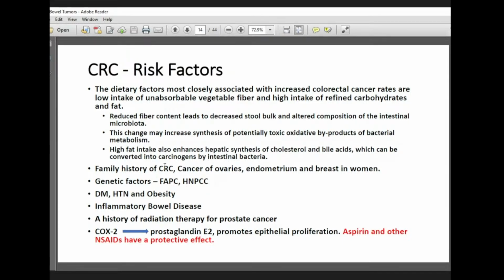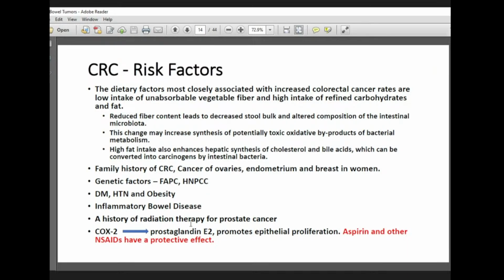Another risk factor, family history of CRC. If someone has colorectal carcinoma, or cancer of the ovaries, endometrium, or breast in women, they have a high incidence of colorectal carcinoma. Genetic factors, as we already discussed, FAP, HNPCC, we'll discuss in the coming slides. History of diabetes, hypertension, and obesity is also closely related to dietary intake. Those who have an abnormal diet, diabetes, hypertension, and obesity have an increased CRC risk. Someone suffering from inflammatory bowel disease, especially ulcerative colitis, has a high risk of colorectal carcinoma.